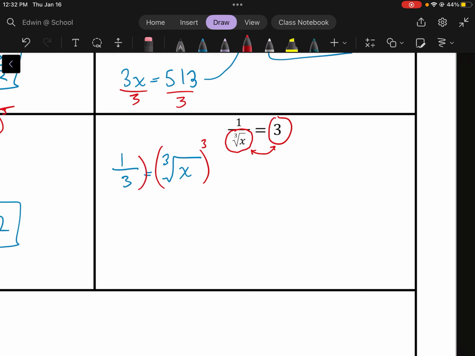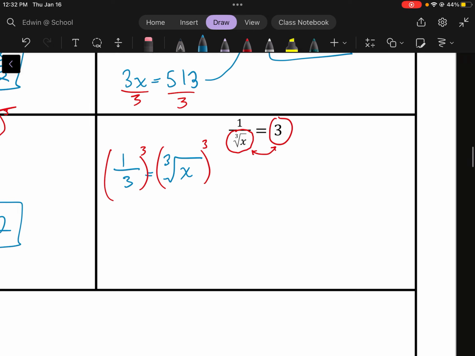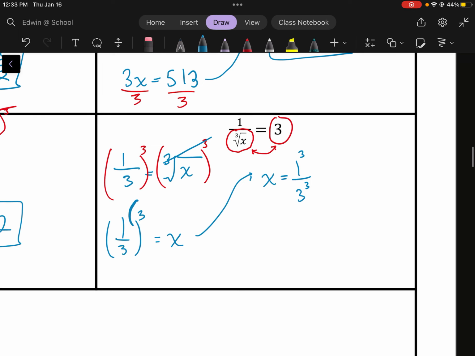And now that we have this, we can just cube both sides. So this is going to cancel out with that. Now we have 1/3 cubed is equal to x. And the way that this is rewritten is each one of those numbers is cubed. So that cube at the top right here gets distributed to each one of those terms, giving us 1 times 1 times 1, which is 1. 3 times 3 times 3 is going to be 27. So this is going to be our answer.